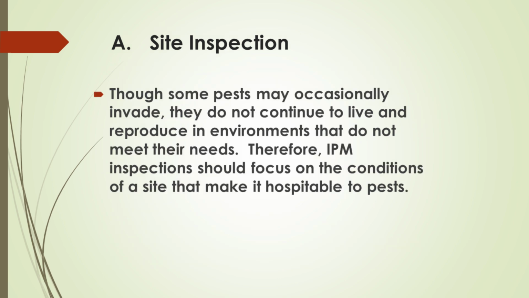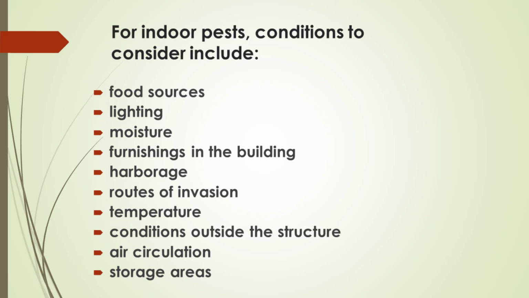When thinking about the site inspection, it's important to note that though some pests may occasionally invade, they do not continue to live and reproduce in the environments that do not meet their needs. Therefore, IPM inspections should focus on the conditions of a site that make it hospitable to pests. For indoor pests, conditions to consider include food sources, lighting, moisture, furnishings in the building, harborage, routes of invasion, temperature, conditions outside the structure, air circulation, and storage areas.